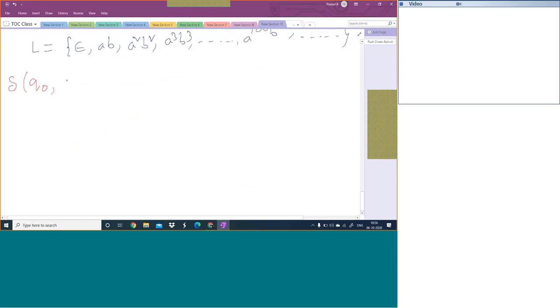Whenever you are accepting the string, it has to start from the initial ID. So I am taking Q0 as the initial state, and W, A cube, B cube, and Z0. Q0, W, Z0 is the initial ID. So simultaneously I will do the design and I'll verify the input string.